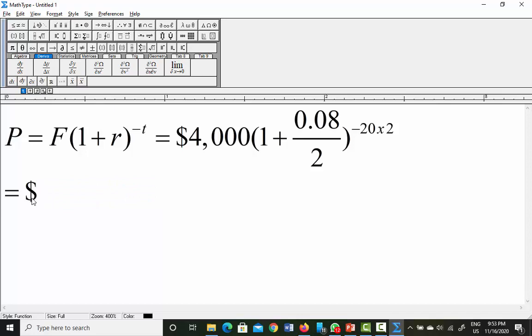And what will be the answer? Let's see. 4,000 multiplied by 1.04 power minus 40. Because if you divide this 8% by 2, you will get 4%, that is 0.04. If you add it to 1, we get 1.04 power minus 40. So you will get the answer, and the answer is $833.1561. So that means if you invest $833.1561 today, you will get $4,000 after 20 years.